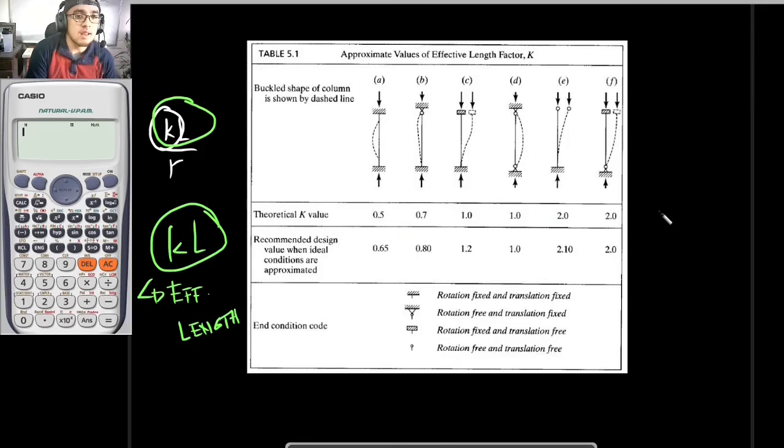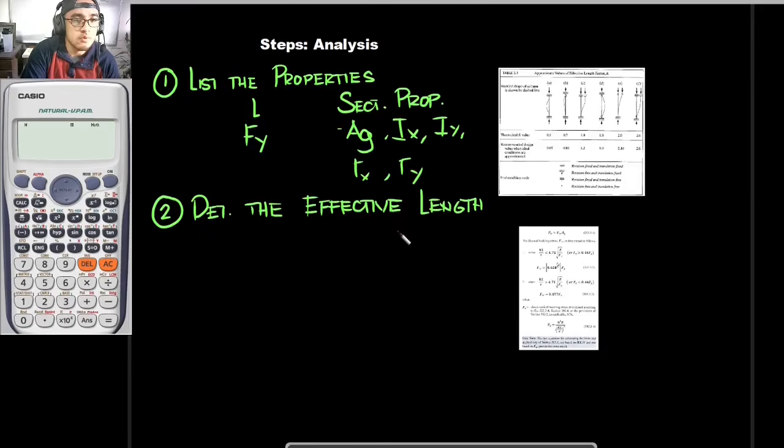But if you are to design certain structural members, we would be using these factors instead para may factor of safety tayo. So for example, that you would be designing a certain structural member in this case, instead of using 0.5, you would be using 0.65. Ito kasi ang ating recommended design value with, of course, factors of safety. And if you would be multiplying this by the length, that would be the effective length itself. So, dito. So, this is to be K times L. So, that is to be your effective length.